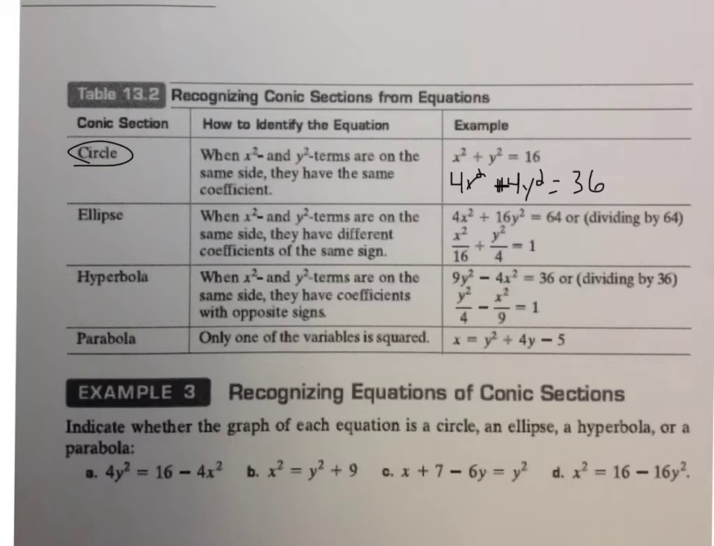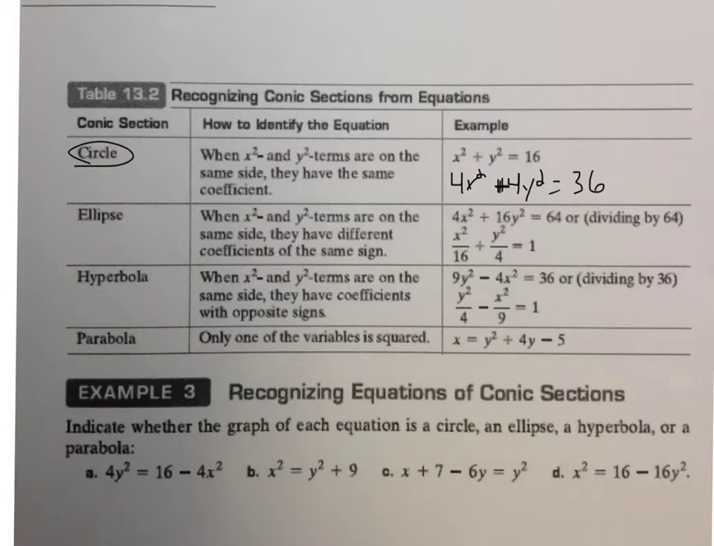An ellipse. You're still going to have addition. You have to get the x squared and y squared on the same side again, but they're going to have different coefficients. Like this one here has a 4 as a coefficient and a 16 on the y. If they're different and still plus, then it's an ellipse.